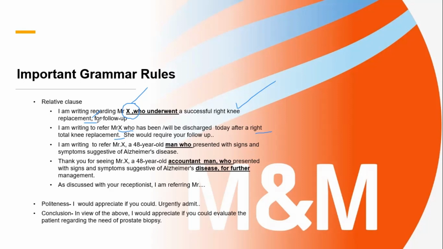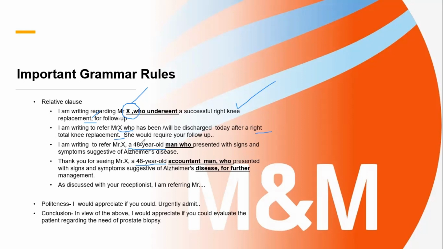Right, anyhow. So next, the next sentence is: I'm writing to refer Mr. X, a 48-year-old man, a 48-year-old accountant. Now here, this is what we can call an appositive noun. An appositive noun is basically defining the quality of the noun. So maybe we can write down the age, the designation or the profession, or maybe the social status as per the requirement of the letter.